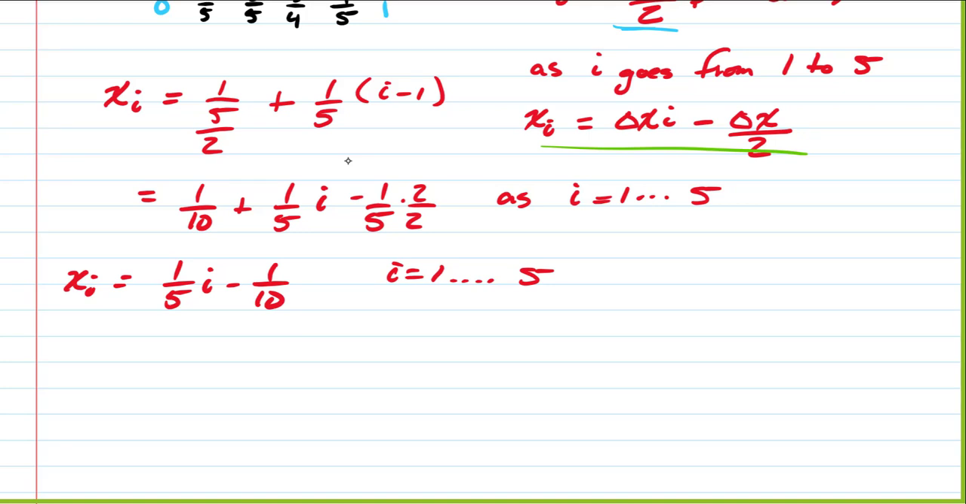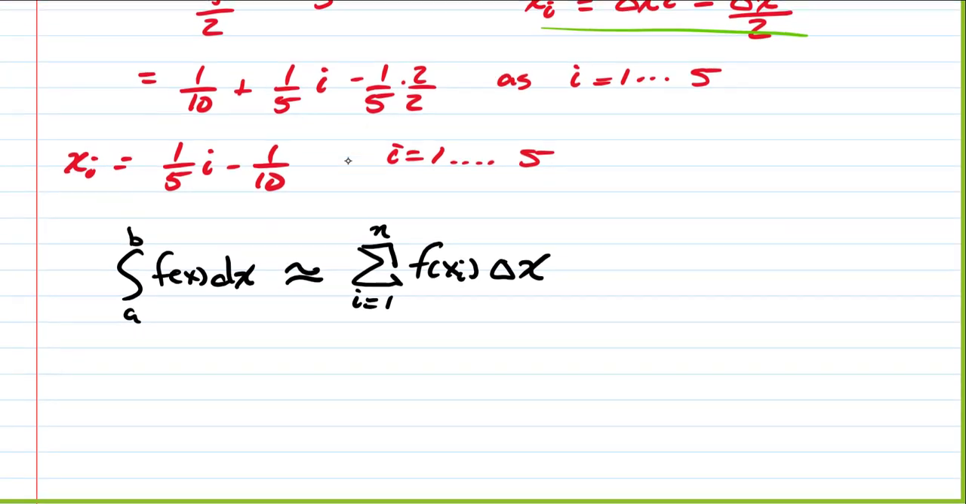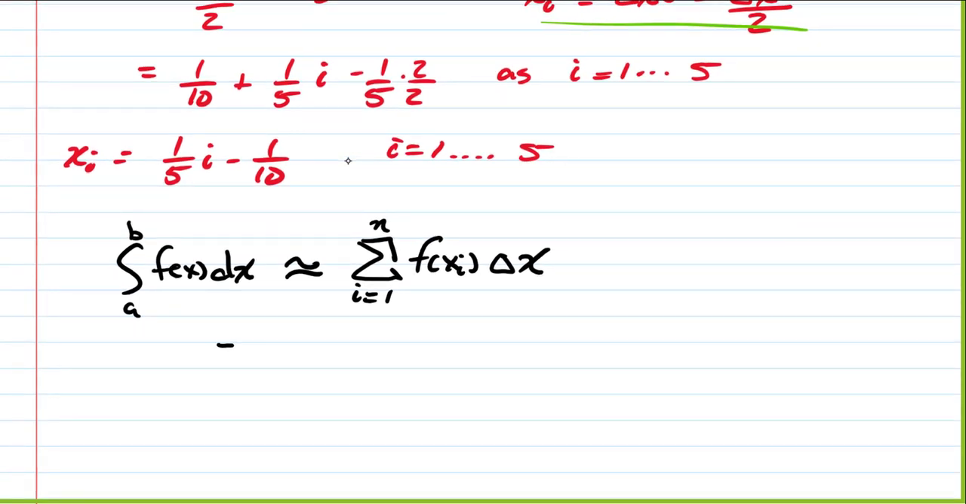So then remember, the integral from a to b in general of f of x dx is approximately equal to the Riemann sum: the sum, as i goes from 1 to n, of f of x sub i times our delta x. So we've calculated all of these parts, so we're going to plug them into our formula.